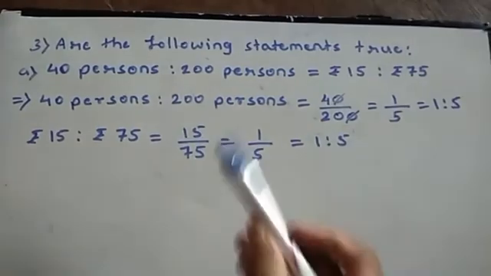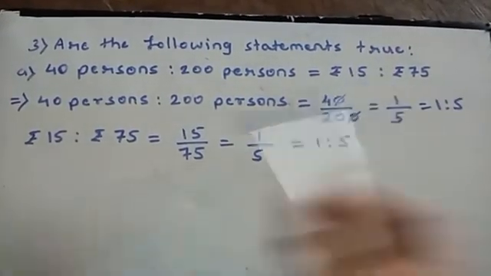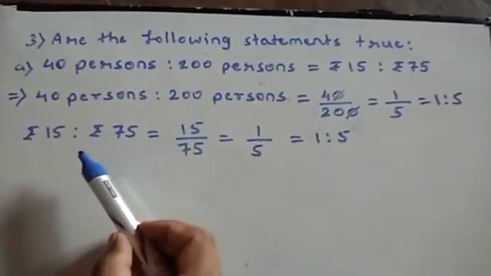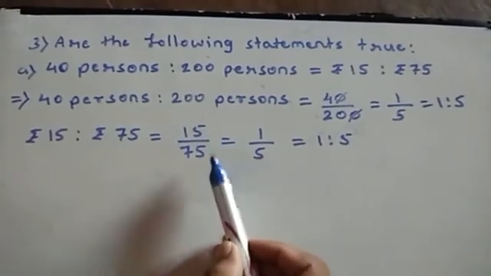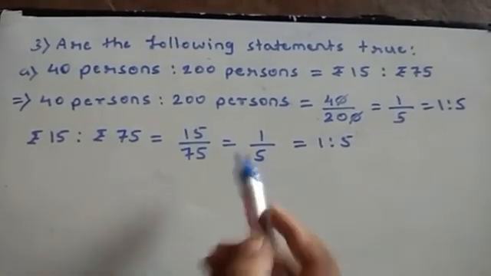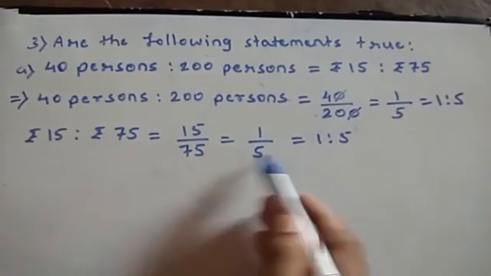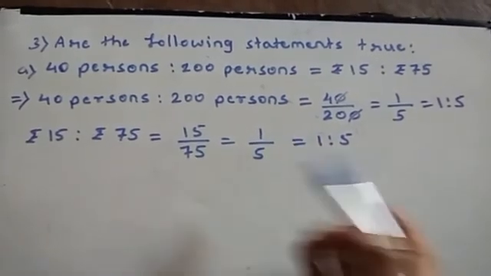In the same way take the next ratio, that is rupees 15 is to rupees 75. Now therefore here 15/75, the rupees will get cancelled again. Now here see, 15 1s are 15, 15 5s are 75. Now again the next ratio also we got is 1:5 only.